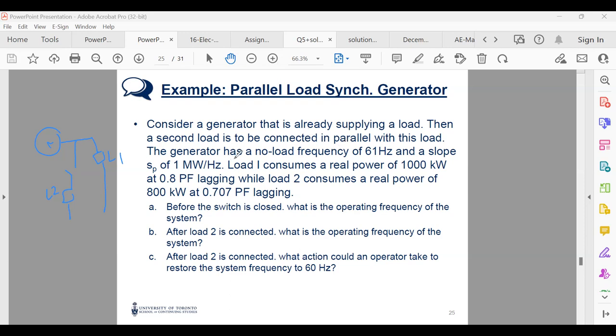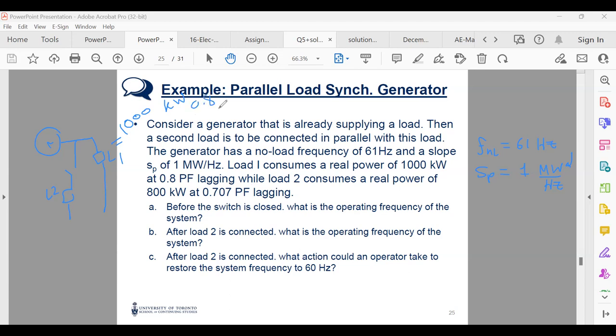With this load, the generator has a no load frequency, F no load, given as 61 Hertz, and a slope of SP. Remember, SP equals 1 megawatt per Hertz. Look at the units, so it's correct, right? Watt per Hertz, this is the unit for the SP. Load one consumes a real power of 1,000 kilowatts. So this load is 1,000 kilowatt or 1 megawatt.